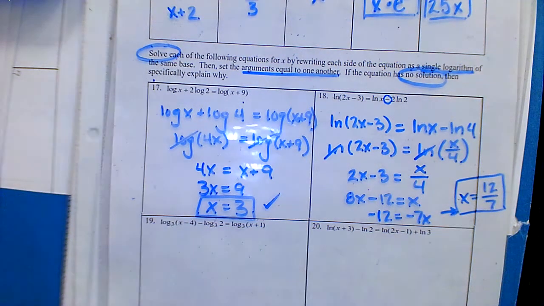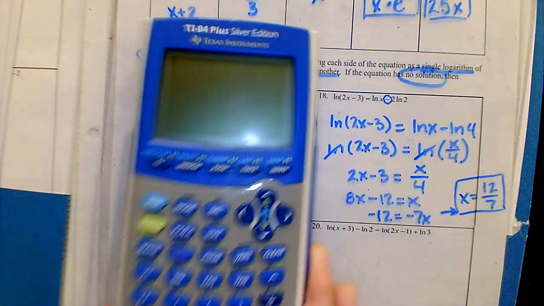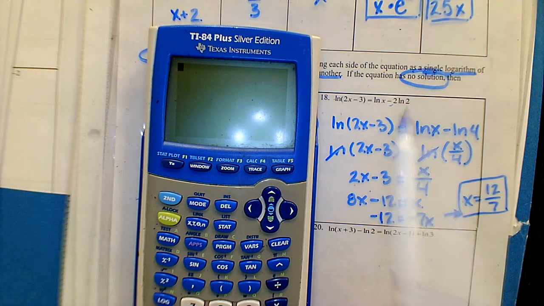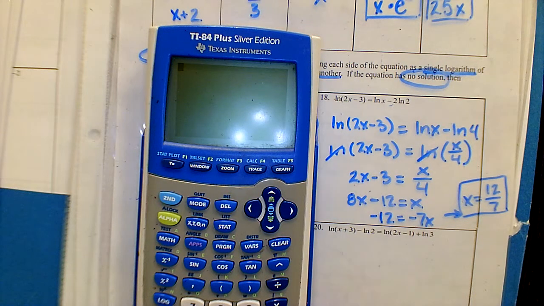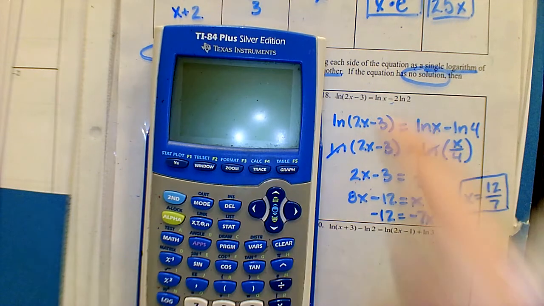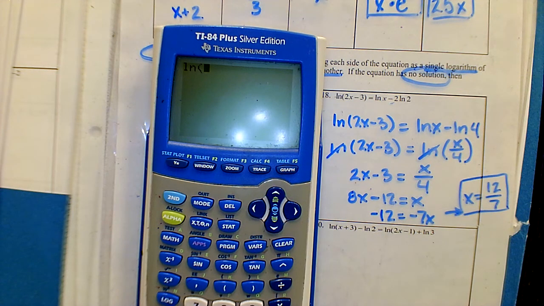All right, let's check that answer. So in our calculator, we're going to plug in 12 over 7 for the x's, and we're going to check those logarithms, see if we actually have a value that's able to be calculated. So if we were to check the first one, we'll have natural log, and we need 2 times 12 divided by 7, and then we need to subtract 3. Looks like we get a value. So this x solution is working for this log.